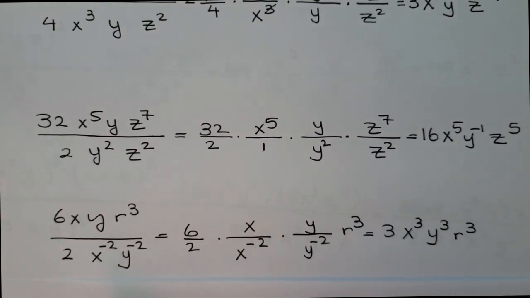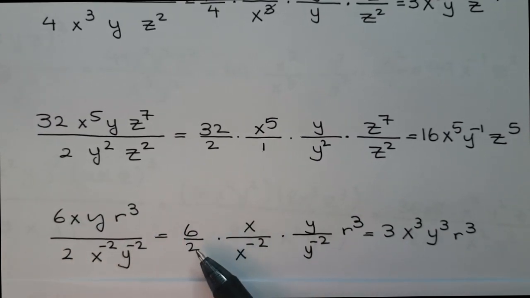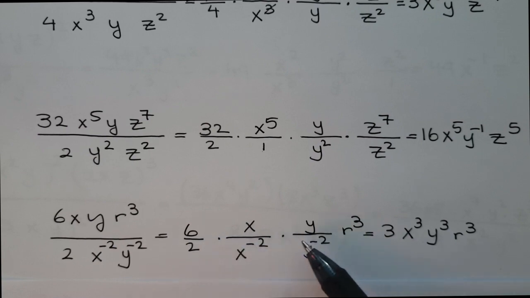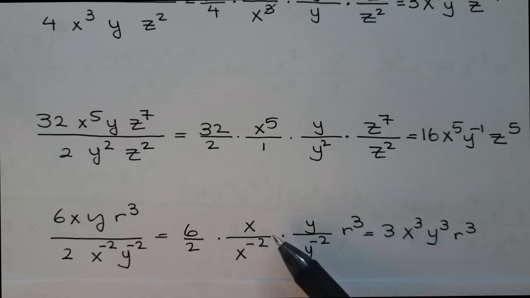I give you another example here, combination of constant x, y, and z. So again, I just try to separate and put everything separately. You don't have to do it like this, but I suggest you do it because it really helps, especially for the beginners. It really helps and it avoids you making mistakes. So 6 over 2 would be 3. Then x over x to the power negative 2.